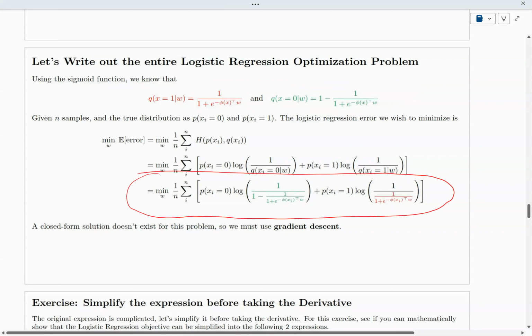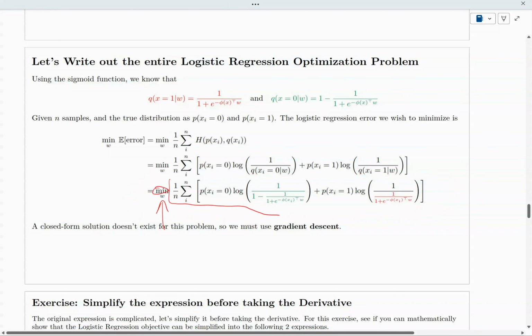If this is what you want to solve, you want to find the w that minimizes the average error. The w's are here. This is what you want to find. Now, there isn't a closed form solution. Therefore, this is an example where you need to perform gradient descent, so you need to know how to take the derivative of this.